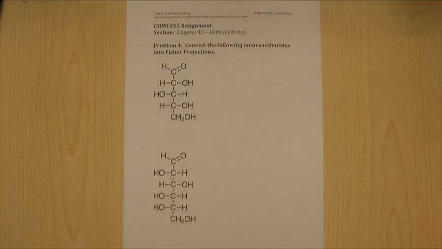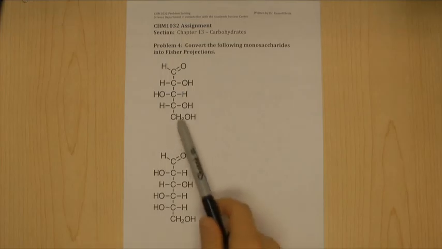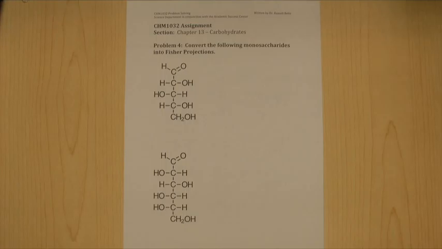Convert the following monosaccharides into Fischer projections. A Fischer projection is a very nice, useful, and clean way of looking at a monosaccharide. So let's take a look at the top one. We can see that we have a whole bunch of carbons, a whole bunch of OHs, and a whole bunch of hydrogens. It's just kind of a hot mess. There's just a lot going on there. So we want to make it neater and a little cleaner, a little easier to understand.